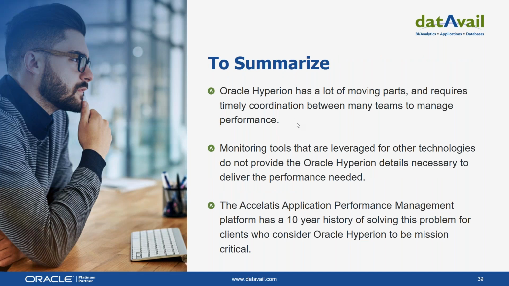So just to summarize the discussion today, Oracle Hyperion has many moving parts, and requires timely coordination between many teams to manage performance. The monitoring tools that are leveraged for other technologies don't provide the details necessary. And the APM platform has a 10-year history of solving this problem for clients who consider Oracle Hyperion to be mission critical.